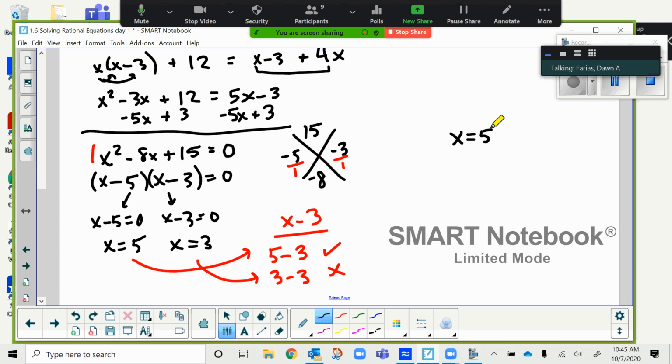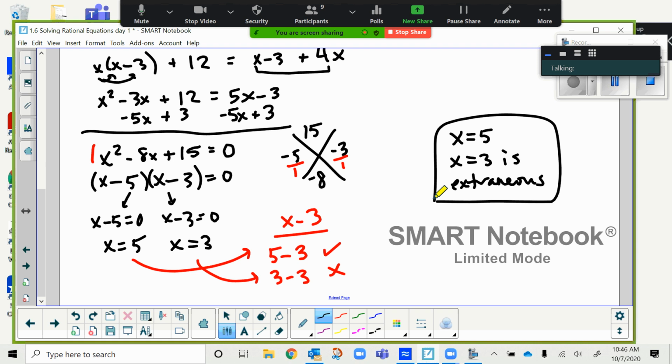And then your directions on your homework will say identify extraneous solutions. So we'll say x equals 3 is extraneous. It's extra. It doesn't work, okay? So it's extra wrong. It's extraneous. I guess neous means wrong. That doesn't mean that. It doesn't mean anything.